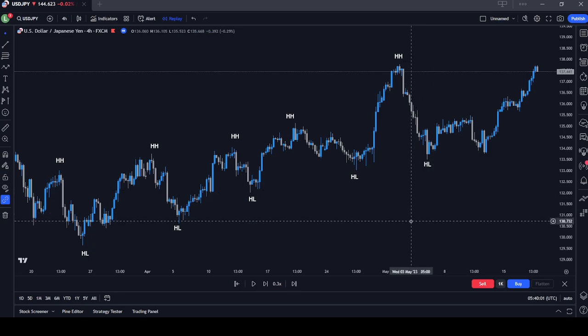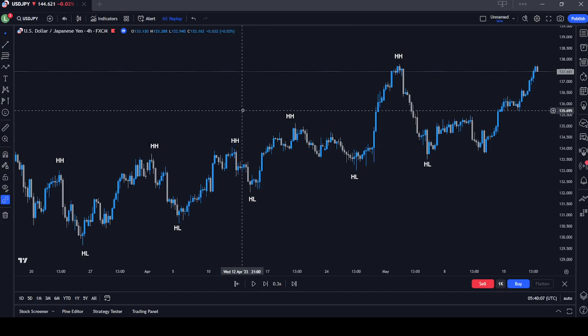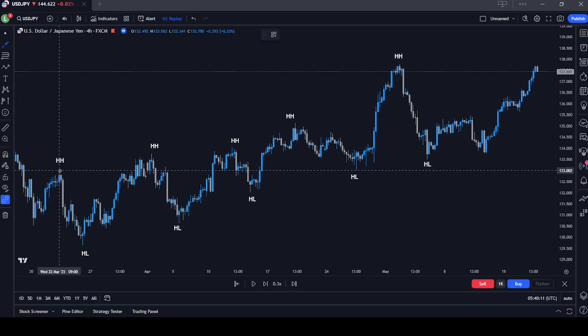Okay, so on rules, we know that we break high highs and respect higher lows. Okay, so let's identify where price breaks our high highs.